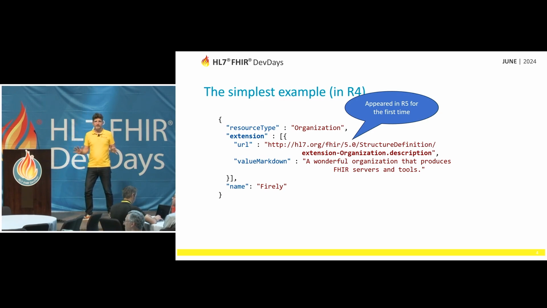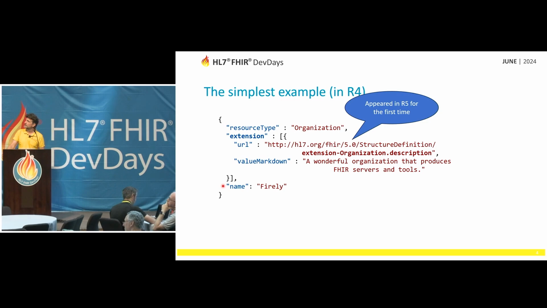So imagine we are in R4. And I found organization.description very useful in R5. So what you do, as I said, this is an extension. So what we're having here, and where's my Red Bull? Yeah, I will need to point a lot at stuff. So this is an organization resource, and I want to use the new R5 description element in this R4 organization. Most of it looks like normal.